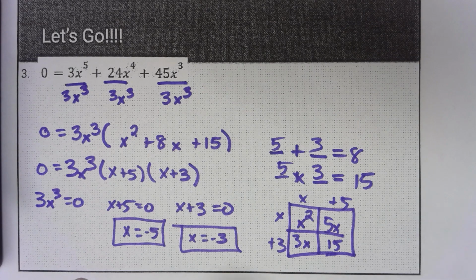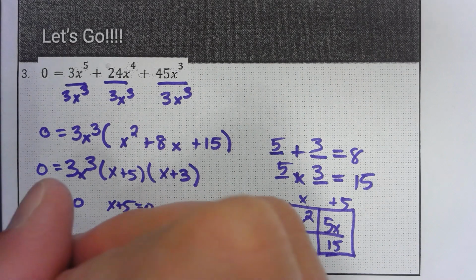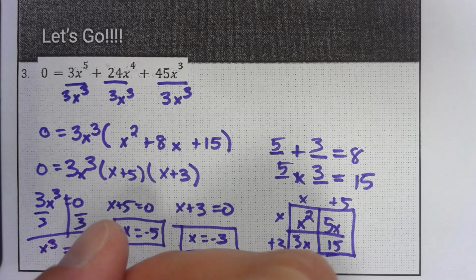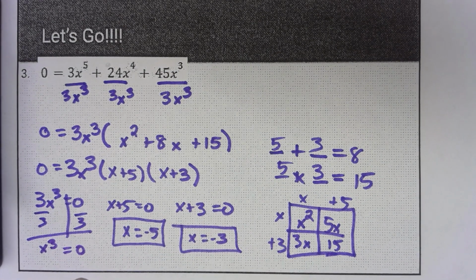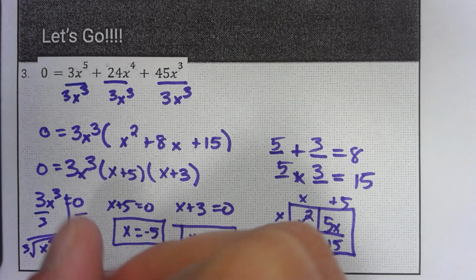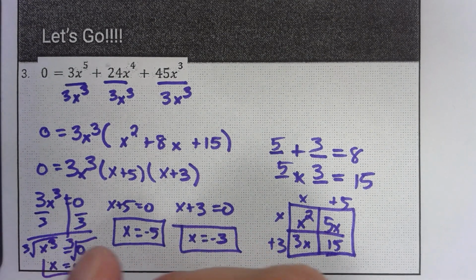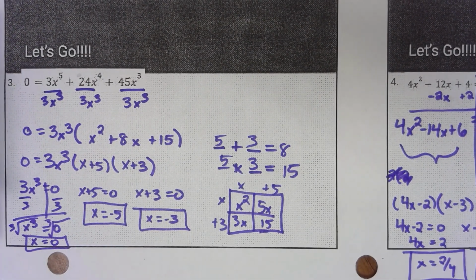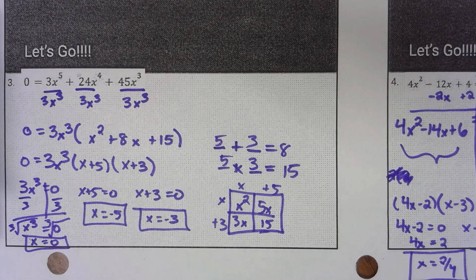But here's why. Now, if I try to get the x by itself, I would start by dividing both sides by 3. So dividing 0 by 3 is just 0. So I get x cubed equals 0. And then to undo cubing of something, kind of like to undo squaring something, we take the square root. We would take the cube root. And the cube root of 0 is actually just 0. So x equals 0. So we get solutions of 0, negative 5, and negative 3.